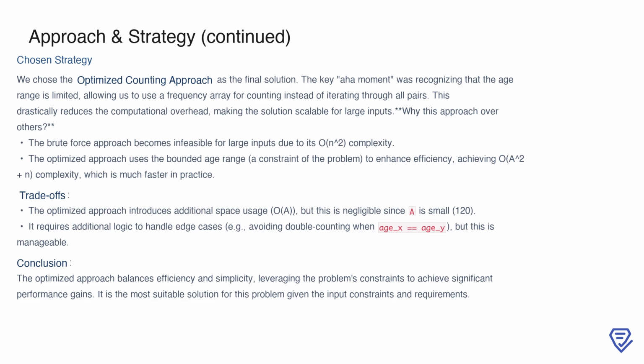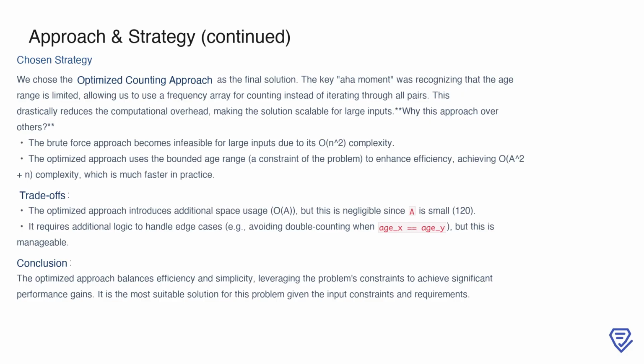The chosen strategy for solving this problem is the optimized counting approach. The breakthrough realization here was that the bounded age range allowed us to use a frequency array, which eliminates the need for nested loops over all individuals. This drastically reduces the computational overhead and makes the solution scalable, even for large inputs.